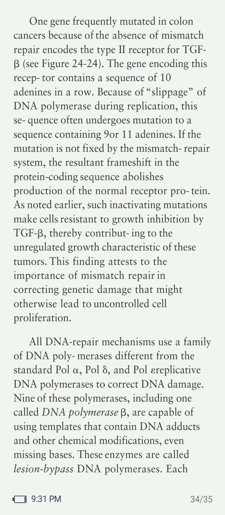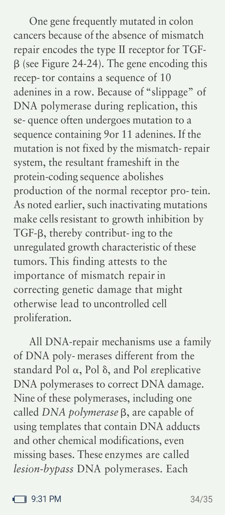coding sequence abolishes production of the normal receptor protein. As noted earlier, such inactivating mutations make cells resistant to growth inhibition by TGF beta, thereby contributing to the unregulated growth characteristics of these tumors. This finding underscores the importance of mismatch repair in correcting genetic damage that might otherwise lead to uncontrolled cell proliferation.